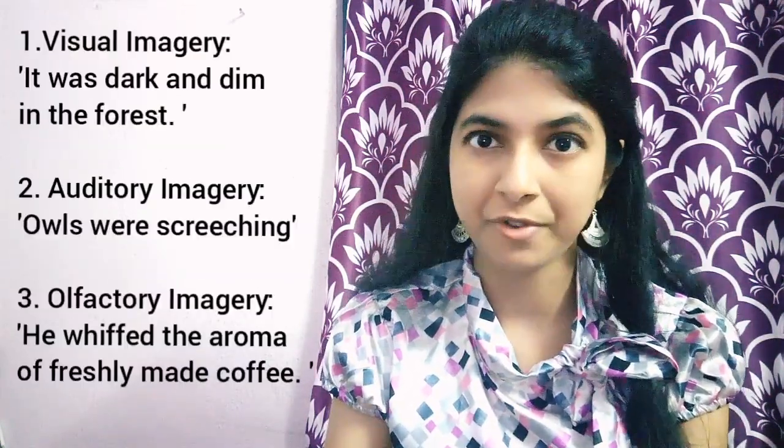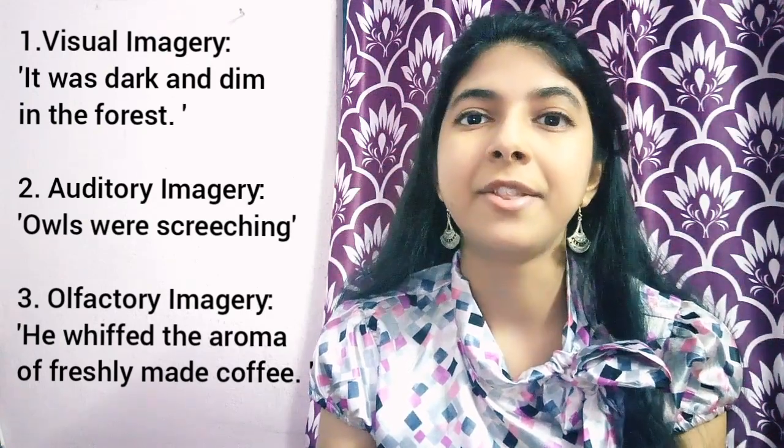So let's begin our discussion with imagery. Imagery is visually descriptive and figurative language used in a literary work to represent people, objects, and ideas. It appeals to the 5 senses of the reader and helps them in forming pictures in their mind. Now there are 5 types of imagery.